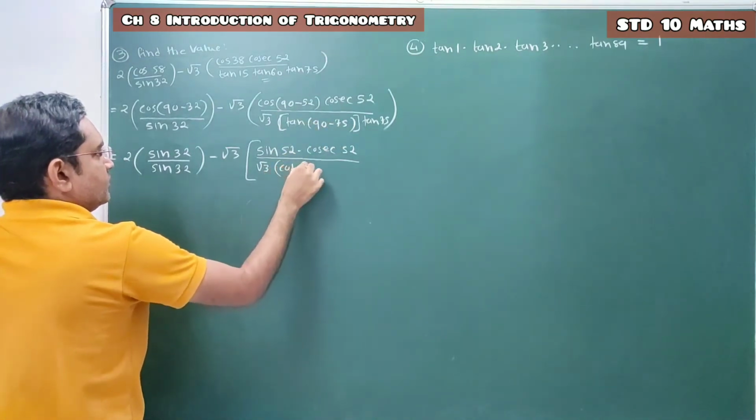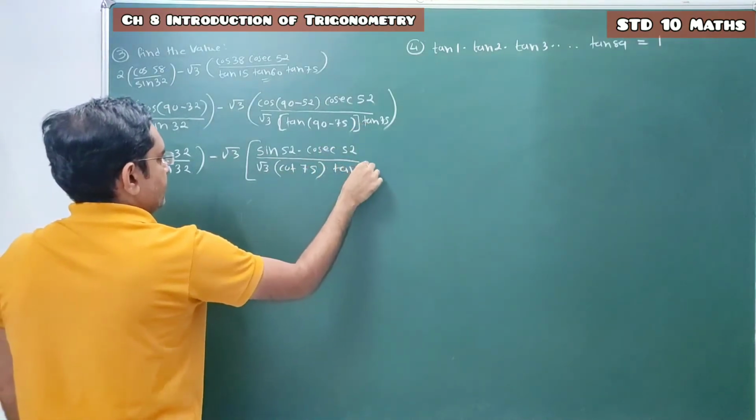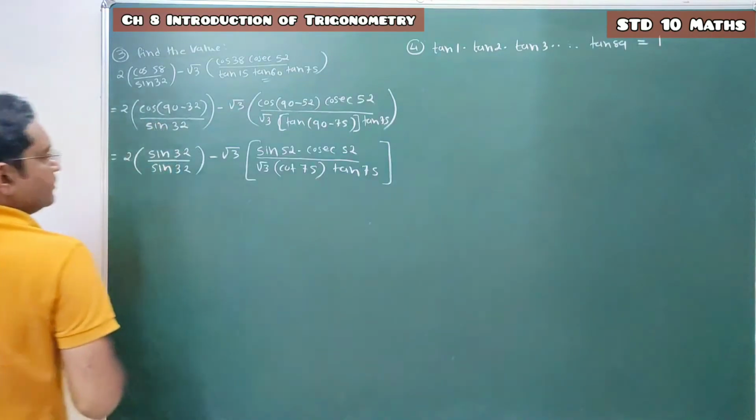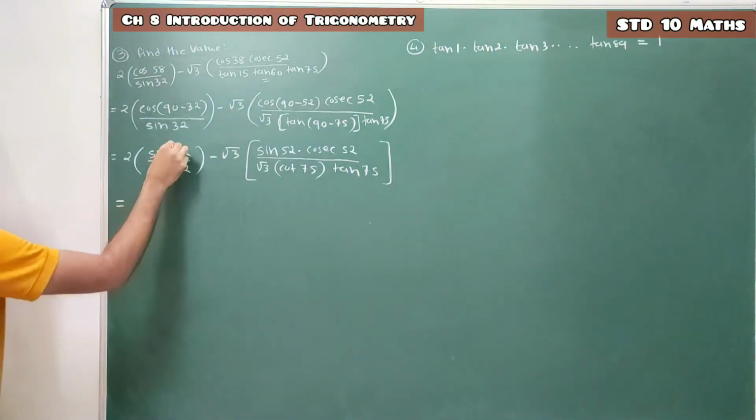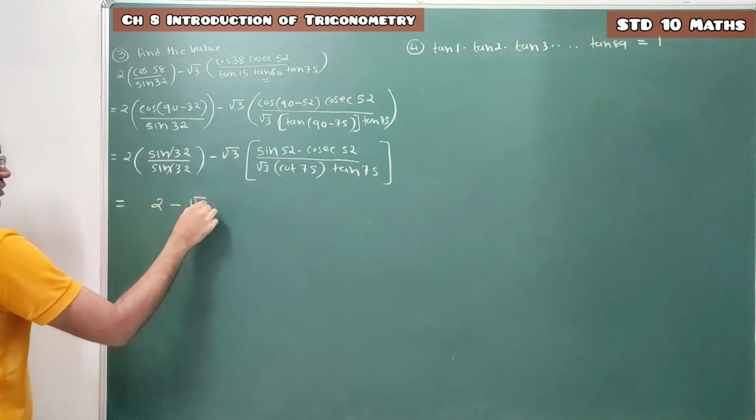So it's a cot 75. This one is tan 75. So simplification: sin 32 cancels, so it's 2 minus root 3.